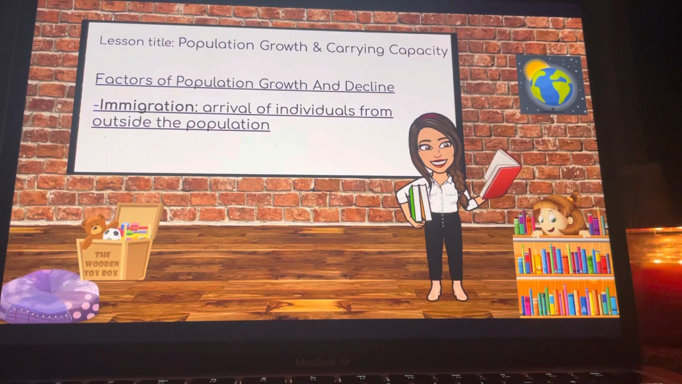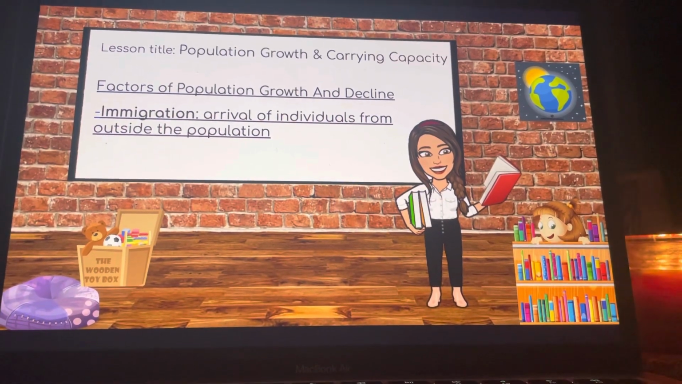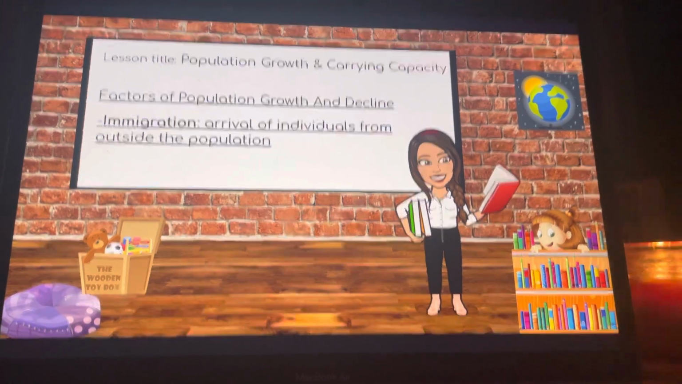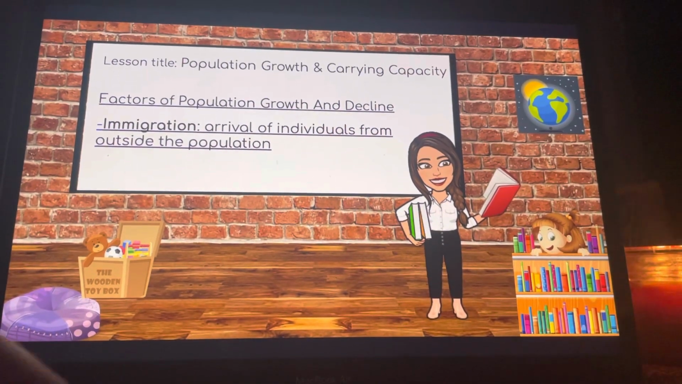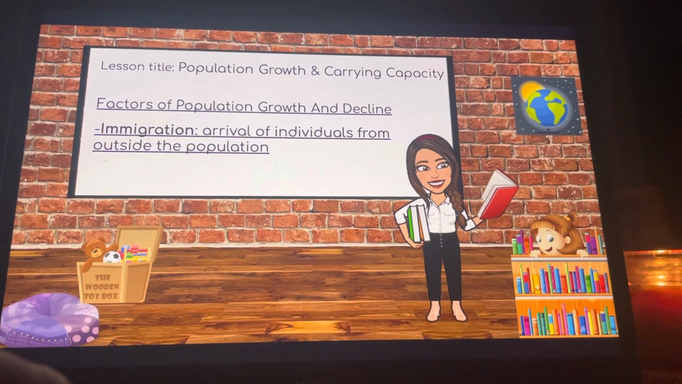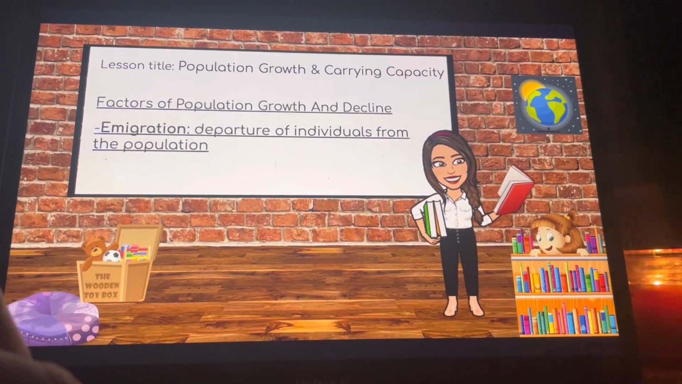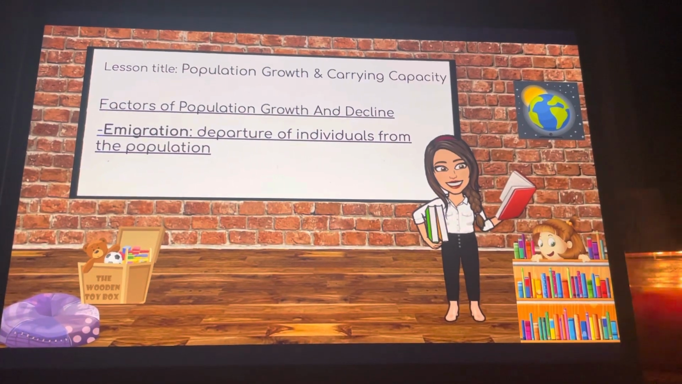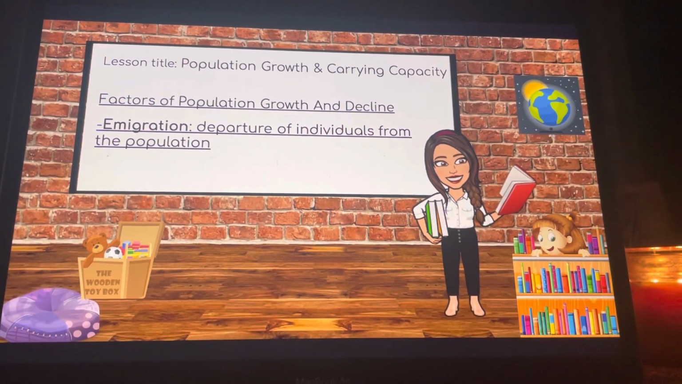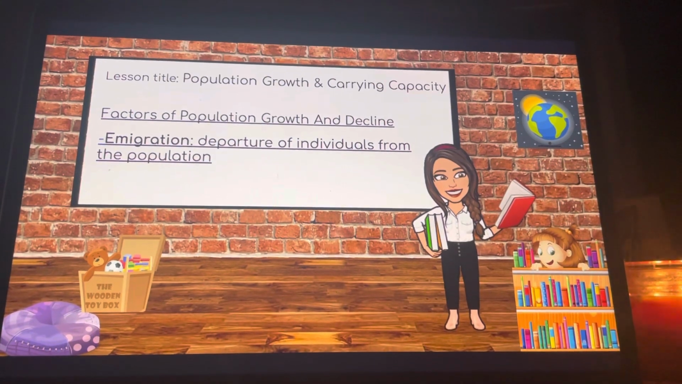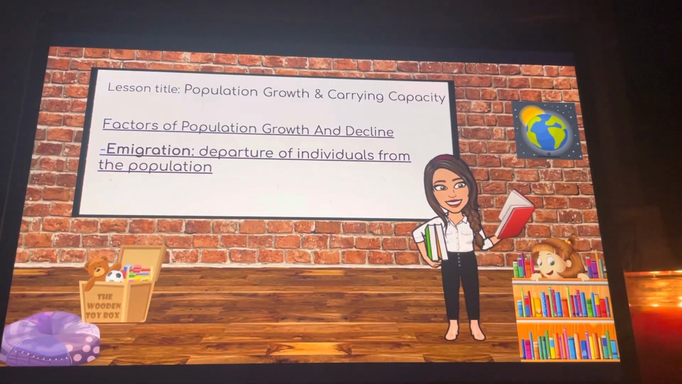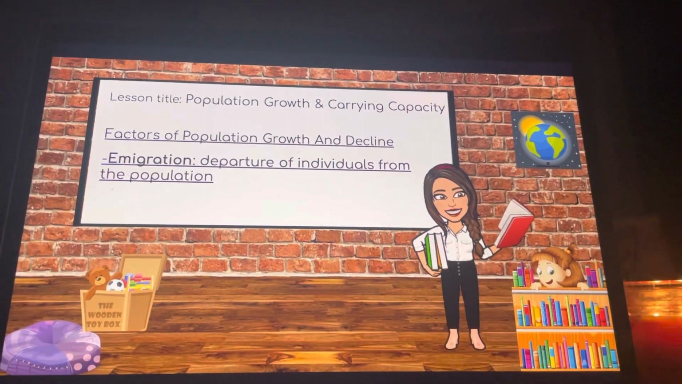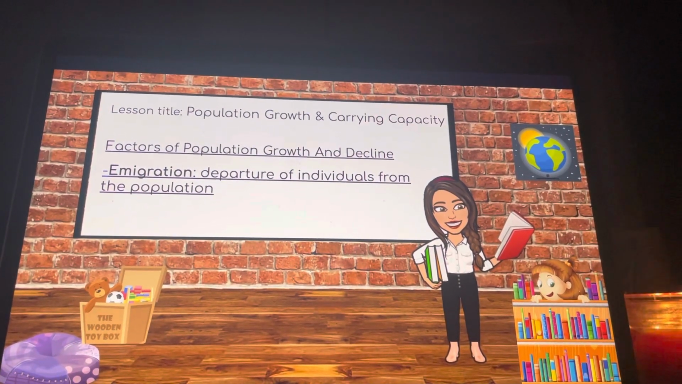For migration, you can probably remember or have heard the word when learning about the life cycle very early on of the butterfly and how they migrate during specific seasons. Lastly, we have emigration, which is the departure of individuals from the population. You can notice how it sounds somewhat familiar to immigration, but immigration is the arrival, meanwhile emigration is the departure. So you can go ahead and make a note of that.